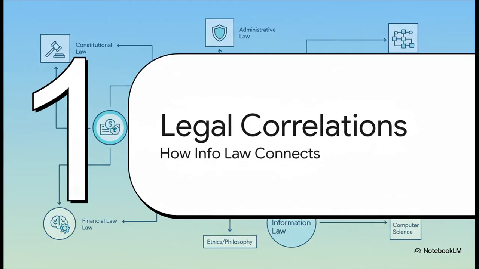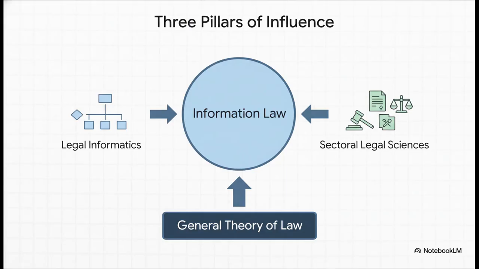So let's begin with our first point, the correlation of information law with other legal branches and sciences. It is absolutely crucial to understand that information law isn't an isolated field. Rather, it is deeply woven into the very fabric of the entire legal ecosystem. You'll find that information law has 3 key relationships.